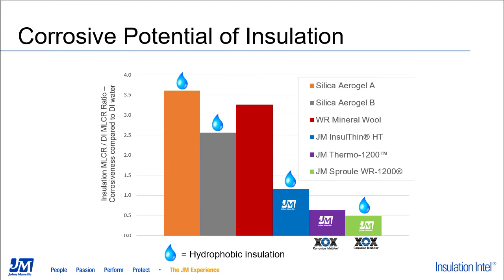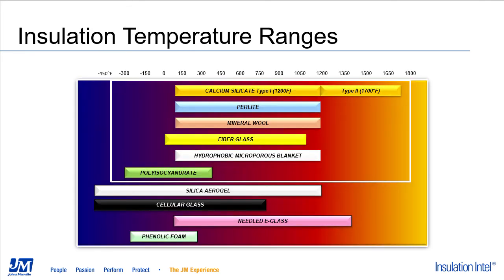And then our last two products, represented by the purple and green bars, are Thermo 1200 calcium silicate and our WR 1200 perlite, both of which contain our XOX corrosion inhibitor, demonstrate the best performance of any of the materials tested, having a corrosion rate about half of that of DI water, therefore demonstrating that the XOX corrosion inhibitor is actually providing enhanced CUI performance. So if you are very concerned about corrosion under insulation, referencing this data and looking at the performance of materials tested to this procedure could be an important thing for you to do.